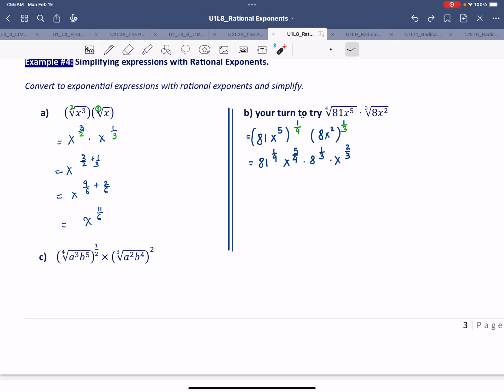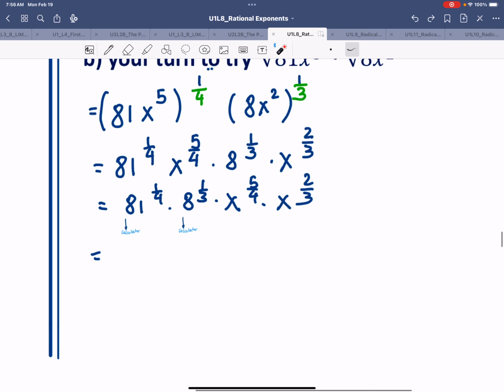So next, we'll continue with multiplying every part of the term. Remember that numbers are easily multiplied together, and exponential numbers with the same variable base will multiply together. So therefore, here we have 81 to the power 1 over 4 times 8 to the power 1 over 3 times x to the power of 5 over 4 times x to the power of 2 over 3. So next, we will have to evaluate each number. So for this, we simply use a calculator.